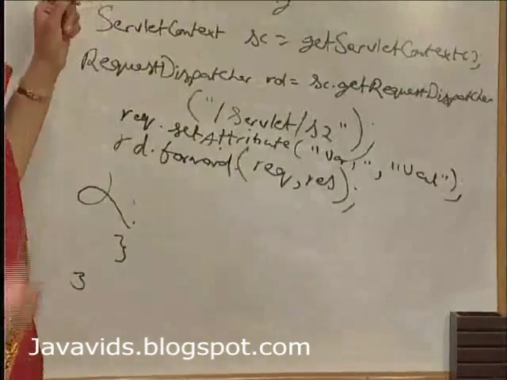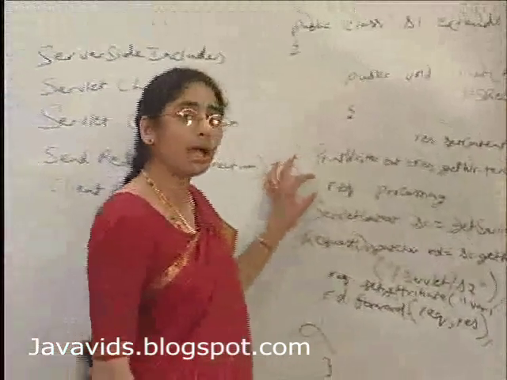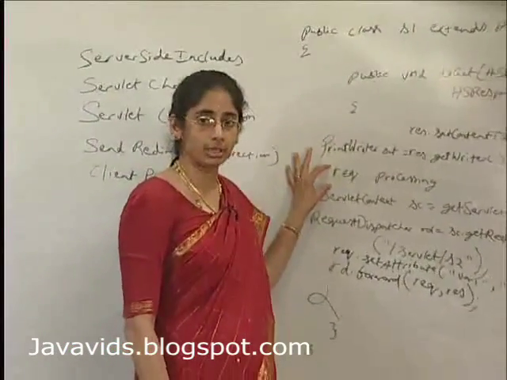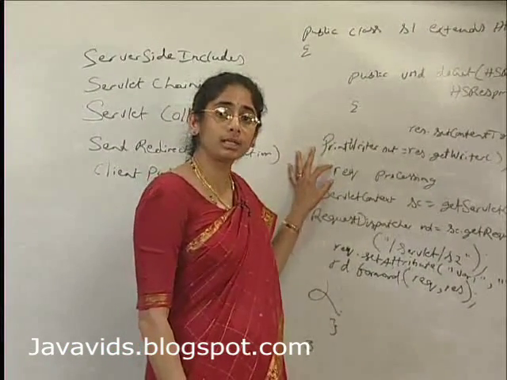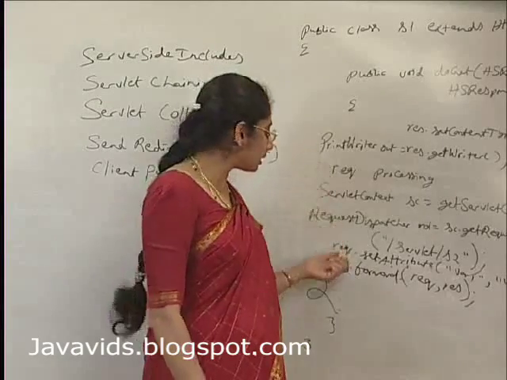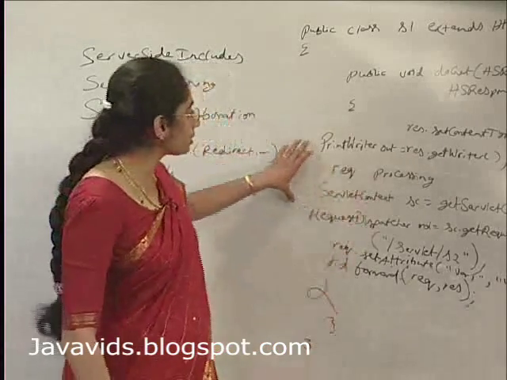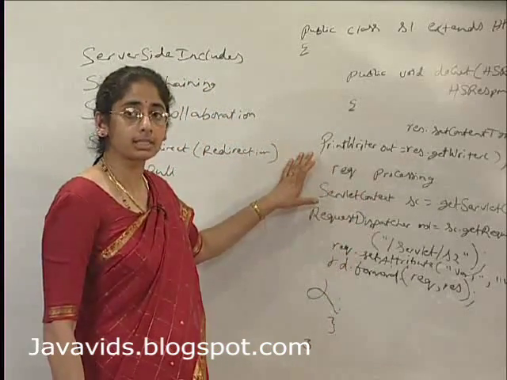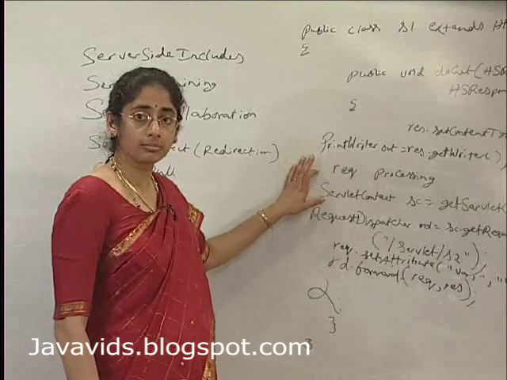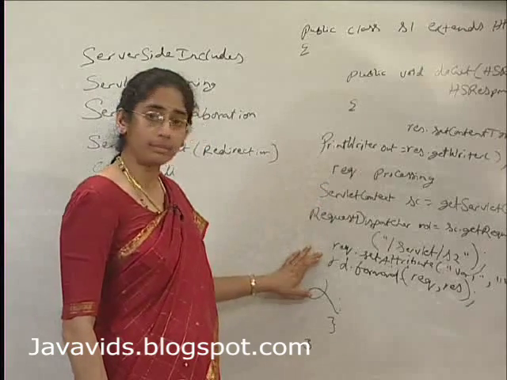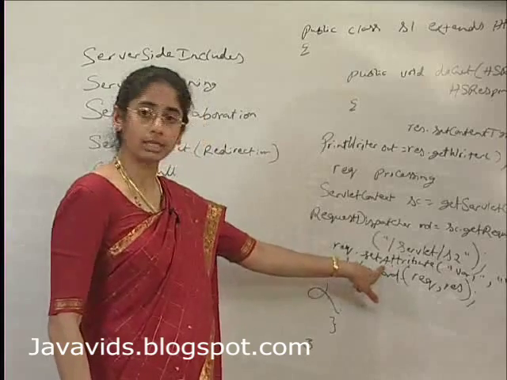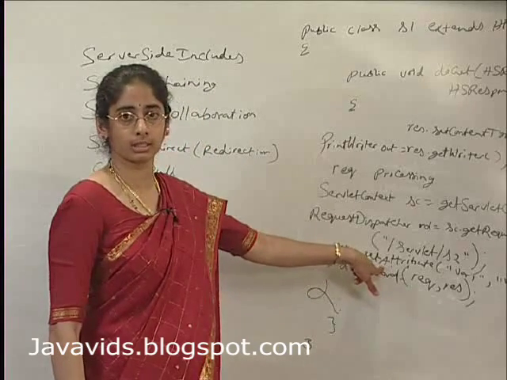And one more important point is, do not have any out.printlns from here. Do not try to write anything to the client browser, because in case of a forward, all you should do in the caller servlet is just do some processing and then call the forward method. If you want to pass extra information, use the set attribute before forward.